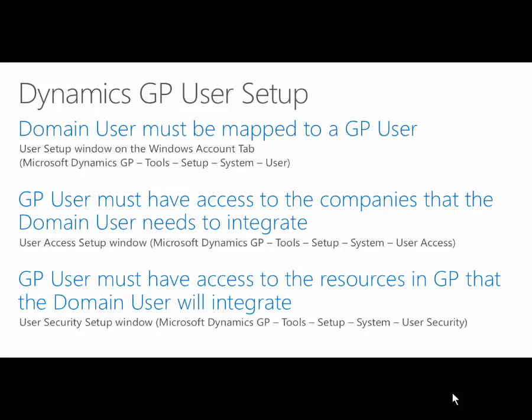So let's give an example of what that means, because it might have sounded a little bit cryptic there. Let's say my domain user needs to integrate customers. The first thing, my domain user is going to have to be set up as a GP user. The next, the GP user is going to need to have access to the company, let's say it was Fabricam, so that I can integrate into Fabricam.